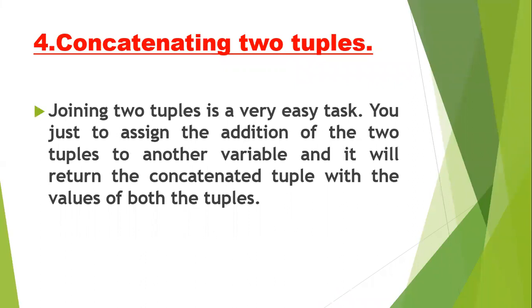Next, concatenating two tuples. Joining two tuples is a very easy task. You just assign the addition of the two tuples to another variable, and it will return the concatenated tuple with the values of both tuples. Let me check.